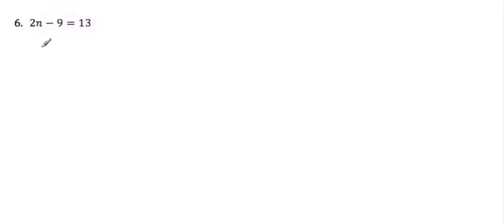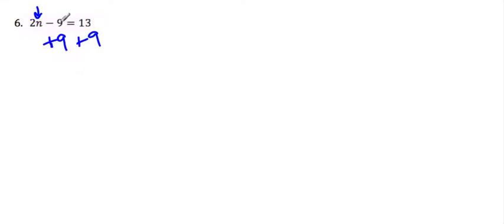Number 6 says 2n minus 9 equals 13. So our goal is to get this n by itself. The first thing I have to do is get rid of this negative 9. Getting rid of that negative 9 allows me to have this n by itself. So how do I get rid of a negative 9? I do the opposite of that, which would be positive 9. So plus 9 to this side, I would have to plus 9 to this side.